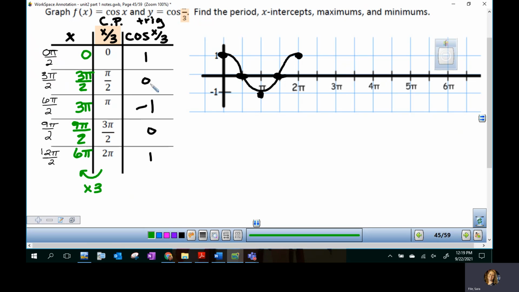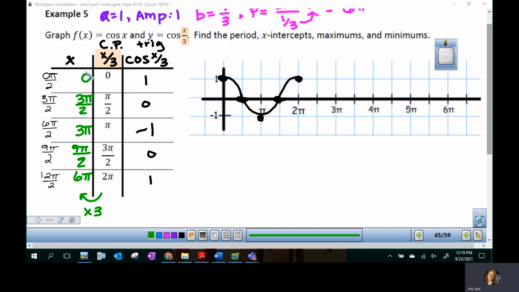I've got my x column. My y column is when I've got the entire function, which is just cosine of x over 3. I'm ready to plot those points. 0, 1. 3 pi halves 0. 3 pi -1.